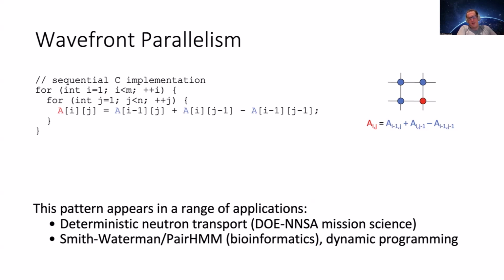It has a lot in common with deterministic neutron transport, which is important to certain government agencies because of radiation transport. And then because of dynamic programming, something similar gets used in bioinformatics. So it's a useful kernel as a proxy for those. That's a heck of a lot simpler than writing a genome sequencer.